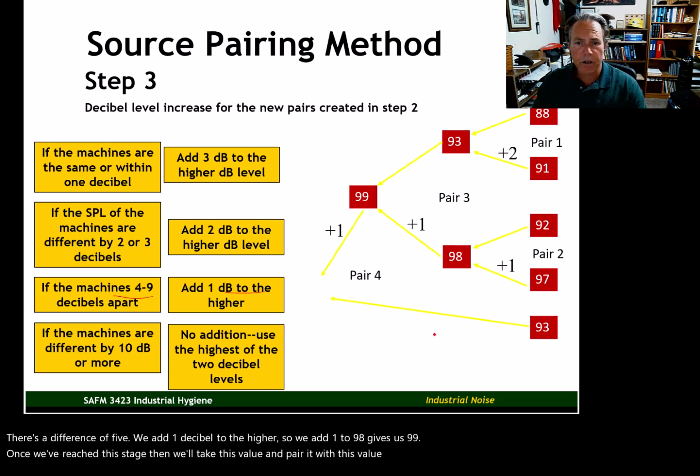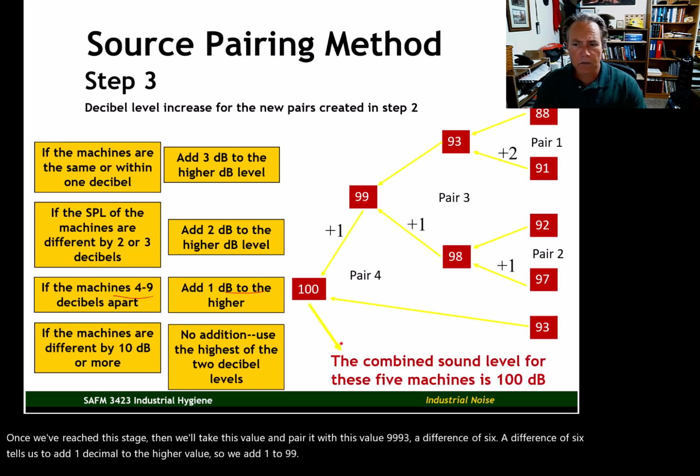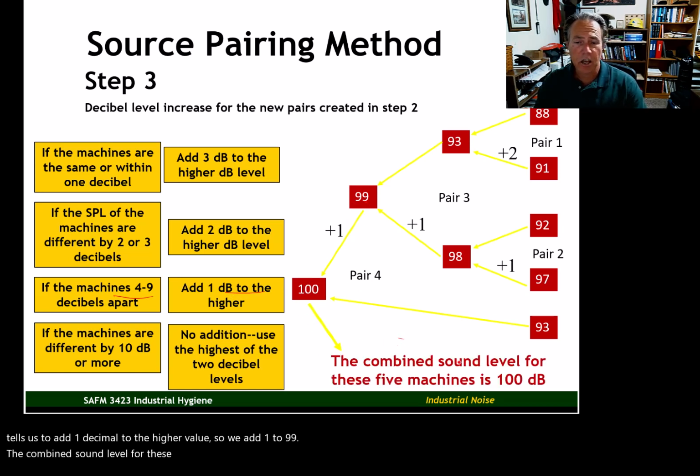Once we've reached this stage, we'll take this value and pair it with this value. 99 and 93, a difference of 6. A difference of 6 tells us to add 1 decibel to the higher value. So we add 1 to 99. The combined sound level for these 5 machines is 100 decibels.